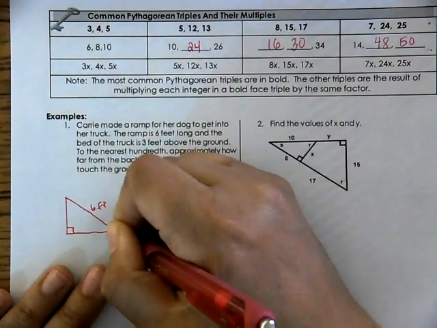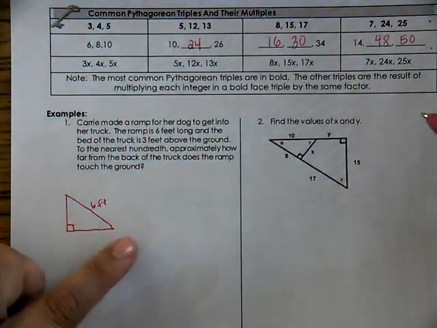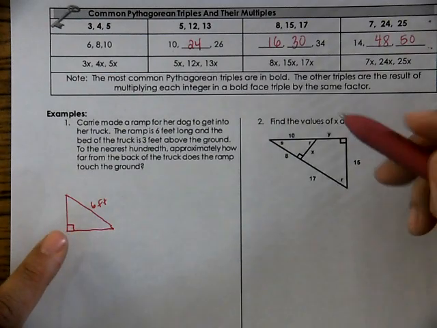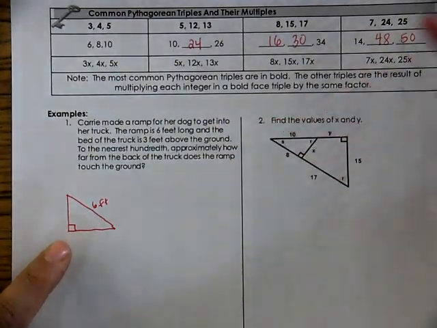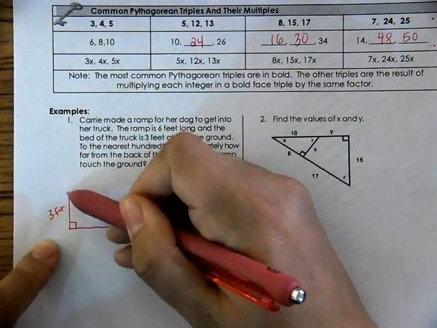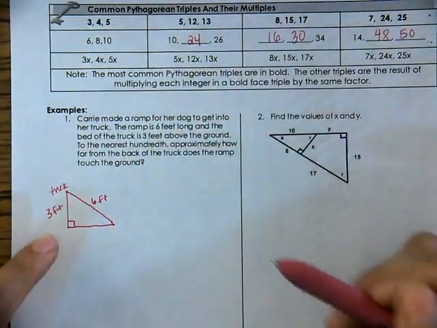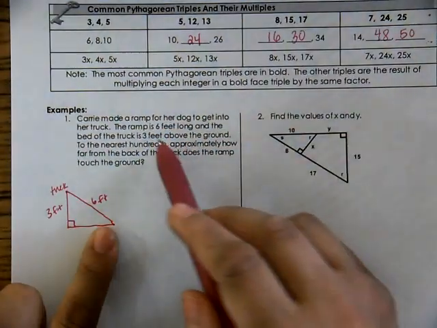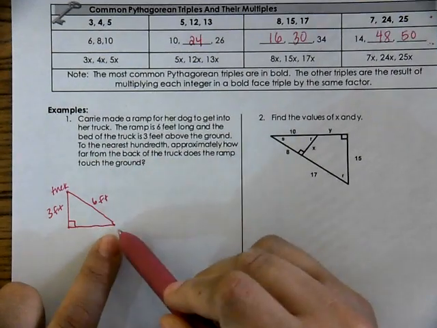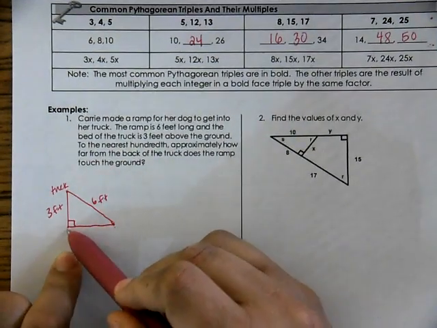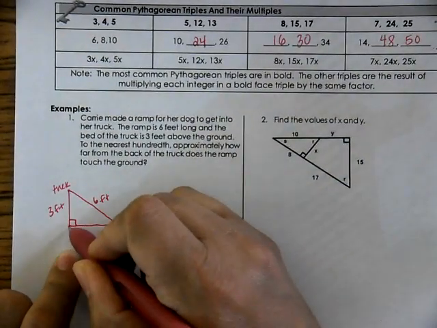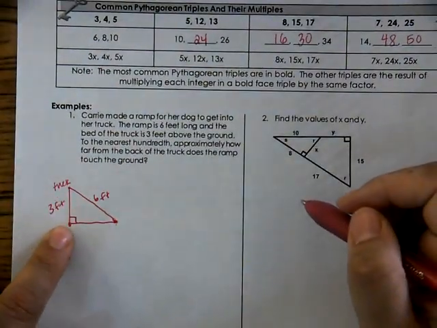It would have to be like the hypotenuse part of it, because that's what the dog will kind of travel on top of. Now the truck, it says the bed of the truck is 3 feet above the ground. So that would be 3 feet here, because this is the ground, and then this is where the truck is. And the bottom, we don't know. It says to the nearest hundredths, approximately how far from the back of the truck does a ramp need to touch this ground? So from the ground all the way to where the ramp ends here, or starts here, and then this is where the truck starts on the ground.